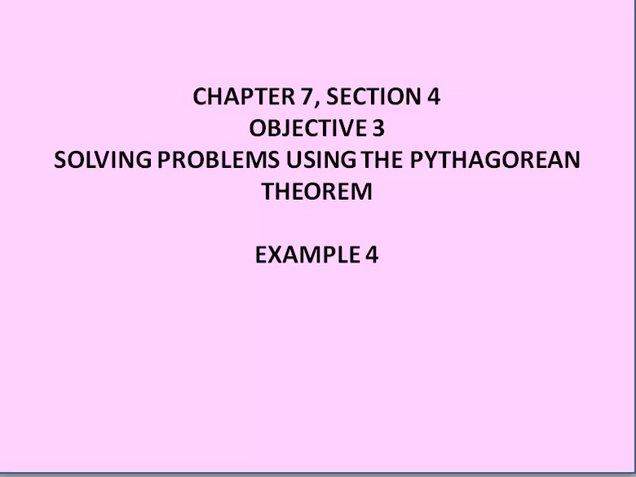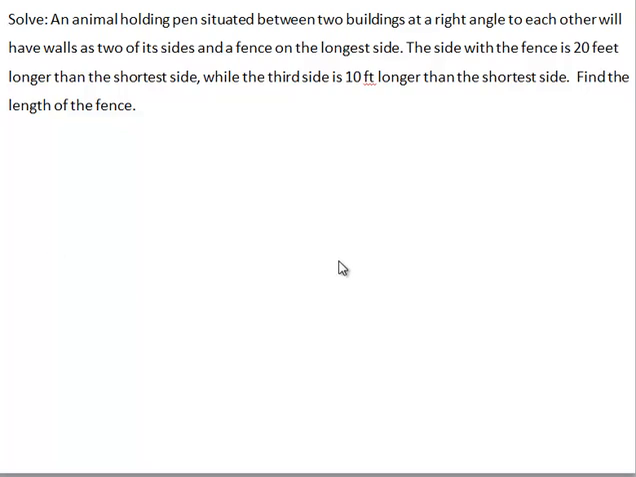This video is about Chapter 7, Section 4. We're looking at Objective 3 again, which is solving problems using the Pythagorean theorem. This time, though, we're going to be looking at Example 4. This example is obviously an application problem, and we are asked to solve something that we need to read.